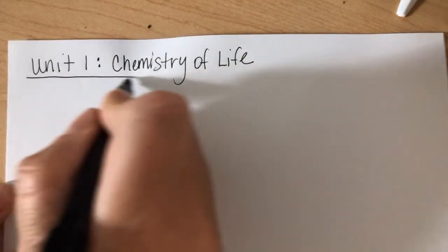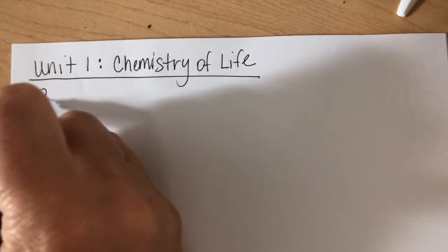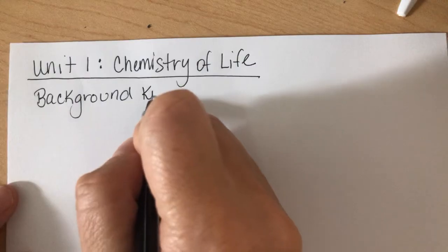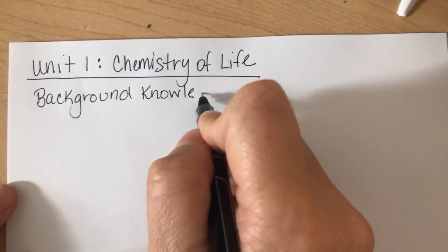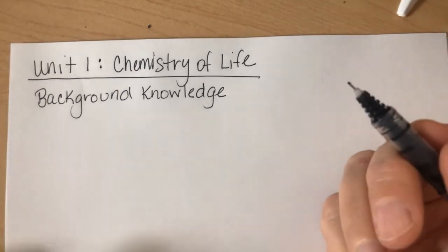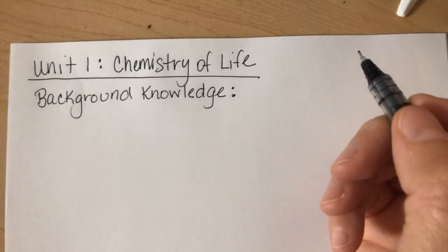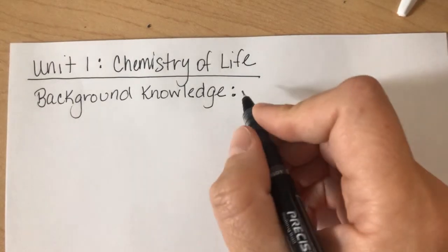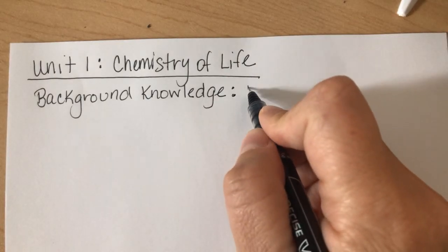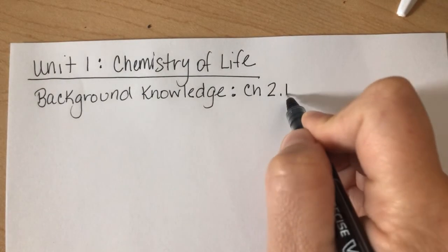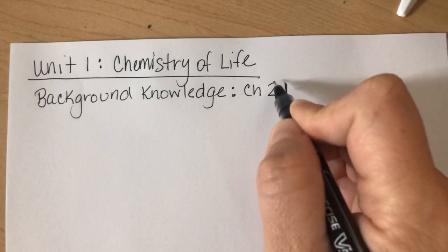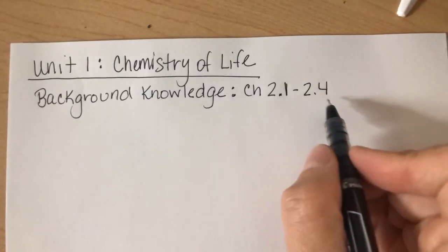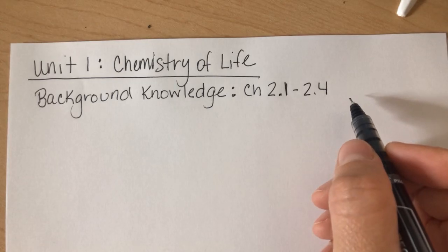For this unit, there is some background knowledge. The AP curriculum assumes that you've had chemistry and that you remember some things from chemistry. So I'm just going to give you a list of some of the background knowledge things, and then you can look in chapter 2. In our book, it's section 2.1, so the 2 means the chapter, .1 is the first section. So 2.1 to 2.4 goes through some basic chemistry review.